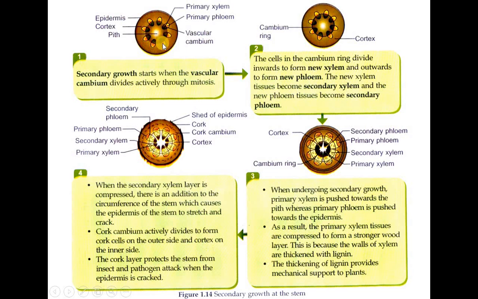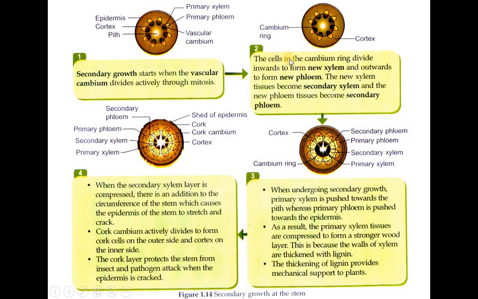The vascular bundle consists of primary xylem inwards and primary phloem outwards. So what happens at the first stage is the vascular cambium divides actively by mitosis. Okay, we go to the second one. The cells in the cambium ring divide inwards to form new xylem and outwards to form new phloem. The new xylem tissues become secondary xylem and the new phloem tissues become secondary phloem.